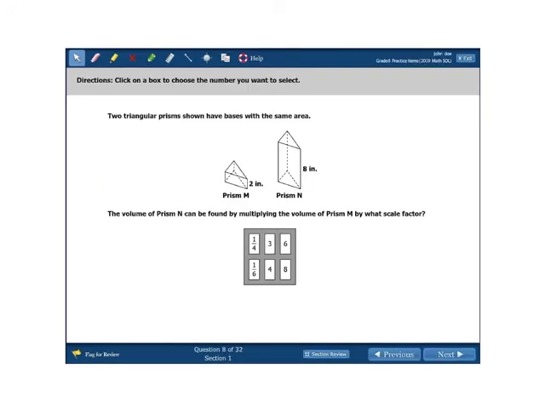This one and one more left. I know we've seen this question a few times before. 2 triangular prisms are shown. They have bases with the same area. The volume of prism N can be found by multiplying the volume of prism M by what factor? Well, we only changed one dimension, and we learned that when you only change one dimension, it changes the volume by the same amount. So if we change this dimension by multiplying by 4, we change the volume by multiplying by 4. So the volume of prism N can be found by multiplying prism M by 4.